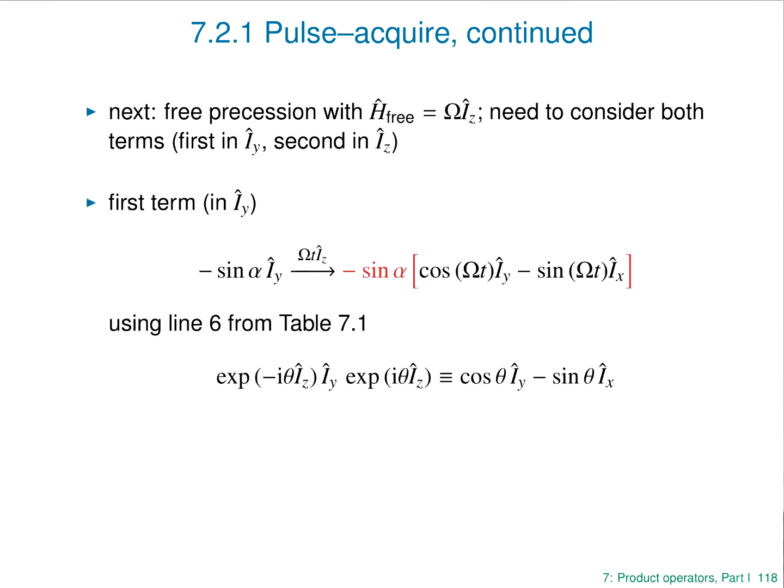Well, the term in Iz we don't need to worry about, because if we do a Z rotation about Z, nothing happens. So that term is unaffected. And now we need to do the term in Iy. And you need to look at this quite carefully. So there we are on the left, minus sine alpha Iy. That's the term in Iy.